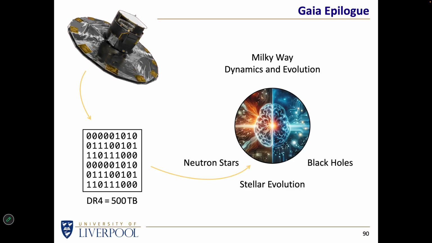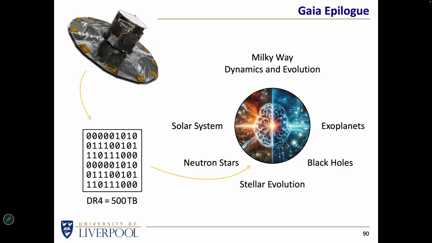Along the way, we've also picked up some information about neutron stars. Gaia also found a black hole that we didn't know existed. And we've got information about the solar system. And it's also by accident picked up a few exoplanets. Because it's measuring the stars with such precision, it's actually picked up that some stars are wobbling because of planets going around them.